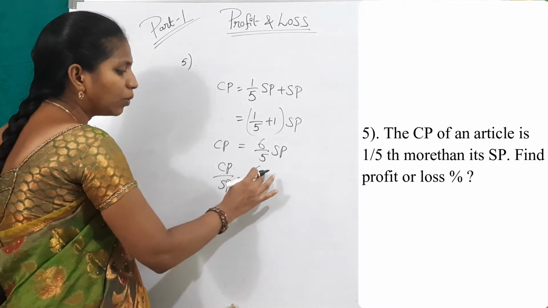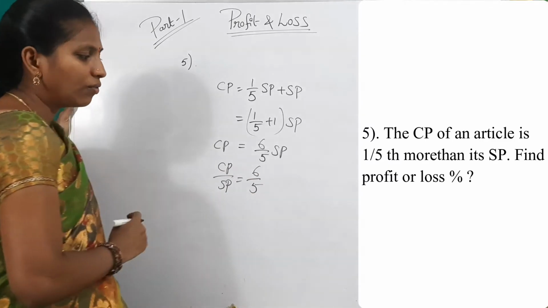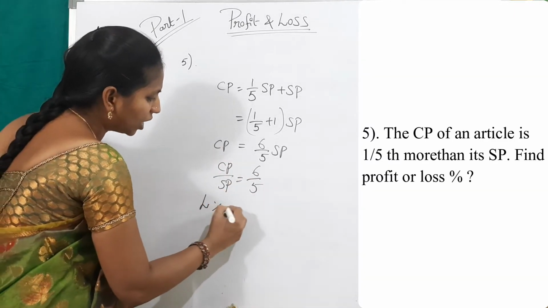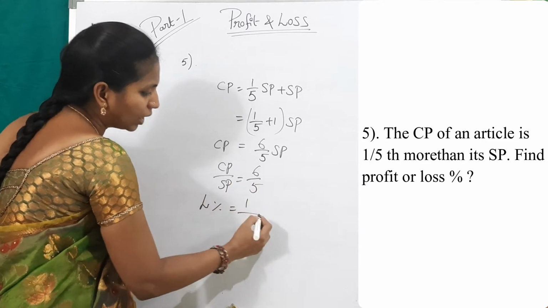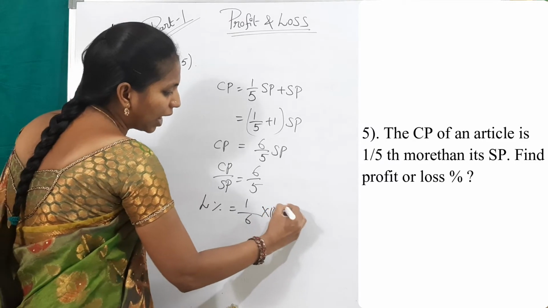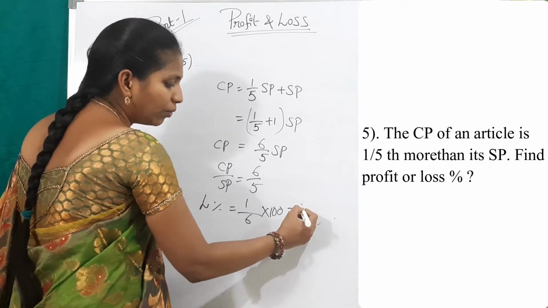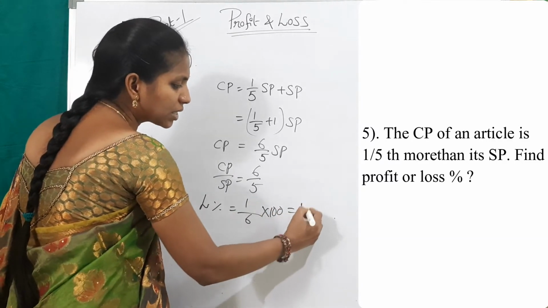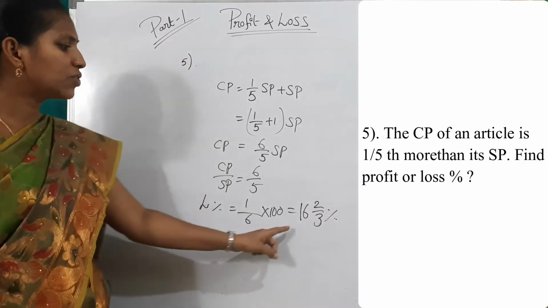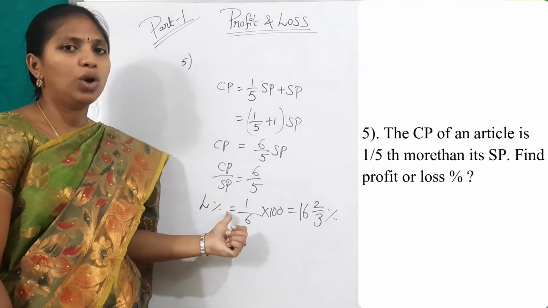Now CP by SP equal to how much? 6/5. CP equal to 6 and SP equal to 5. Then here there is a loss. Loss percentage equal to how much loss? 1 and CP equal to how much? 6. 1/6 into 100. Now what is the value? 1/6 into 100 value is 16 2/3%. 16 2/3% loss.